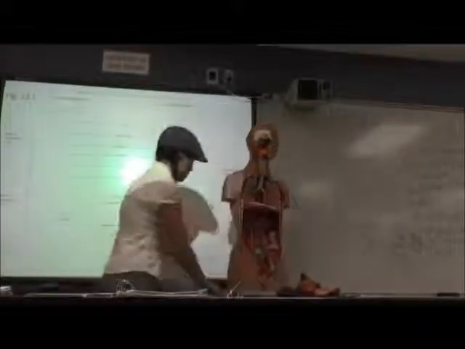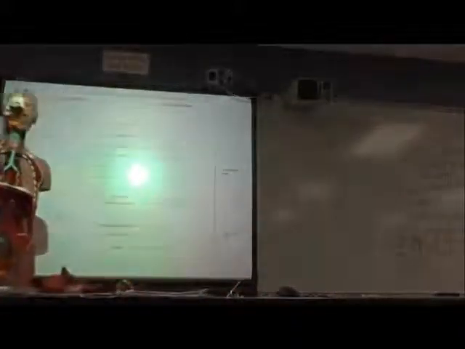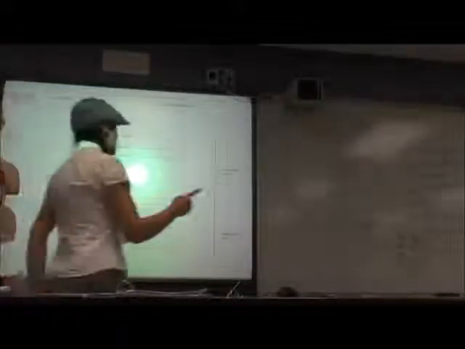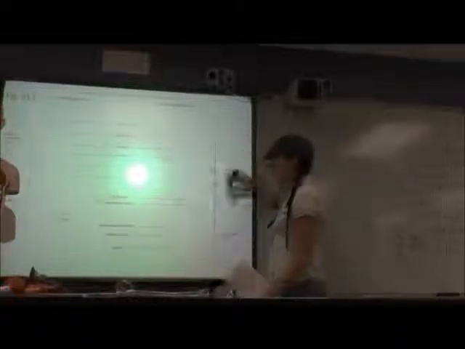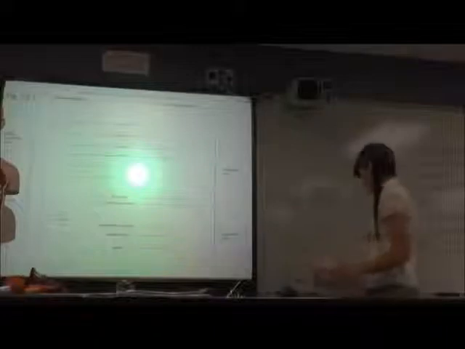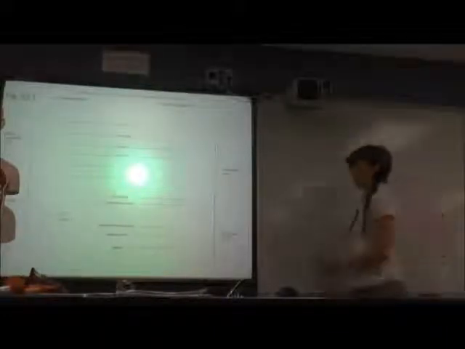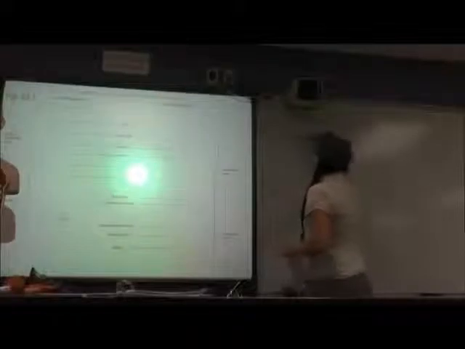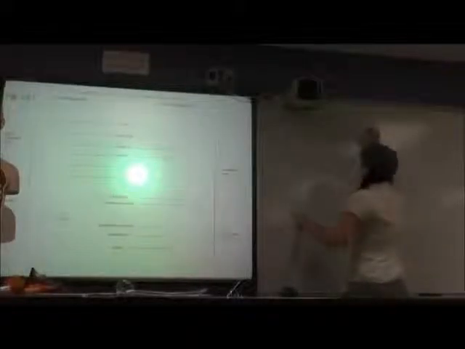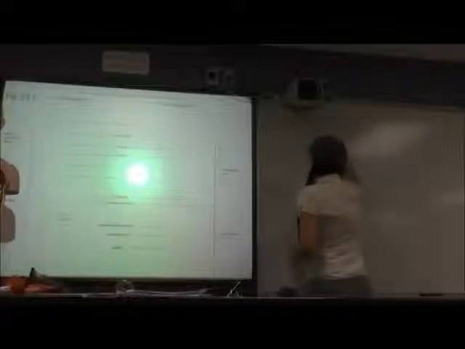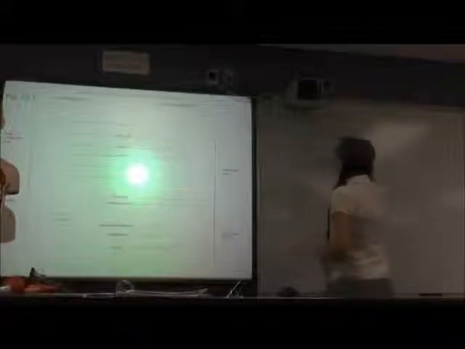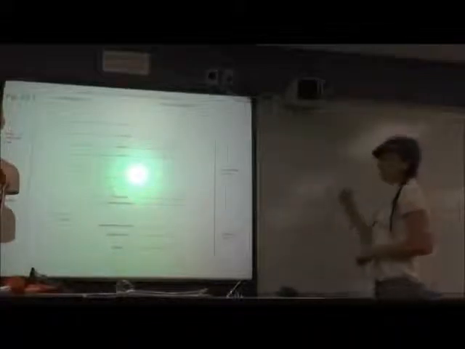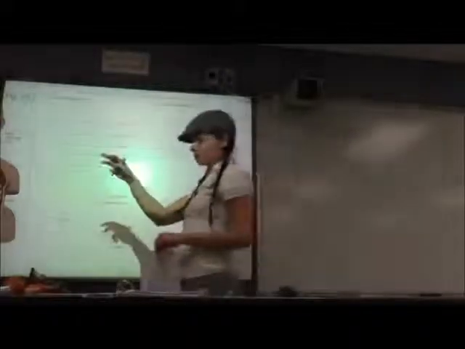If we look at the organs of the respiratory system by function, then we split it into two categories. The conducting zone, and just like it sounds, it conducts air to the respiratory zone, which is where gas exchange happens. So our conducting zone conducts air to the respiratory zone. So most of the respiratory system by functional organization is the conducting zone.